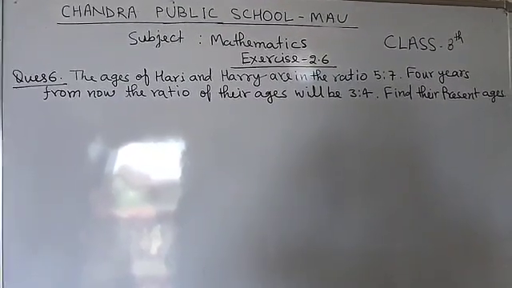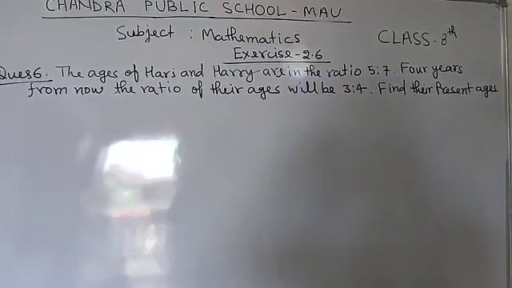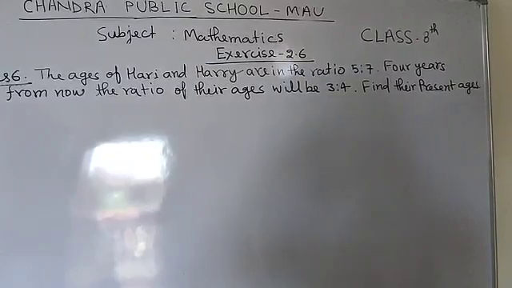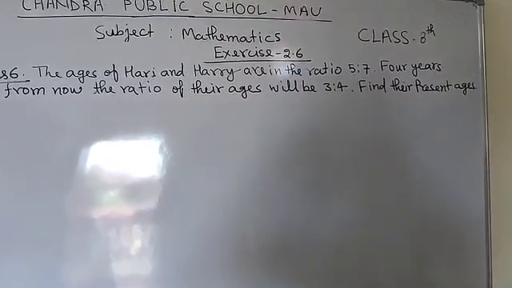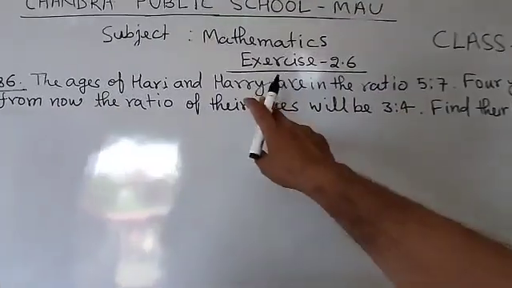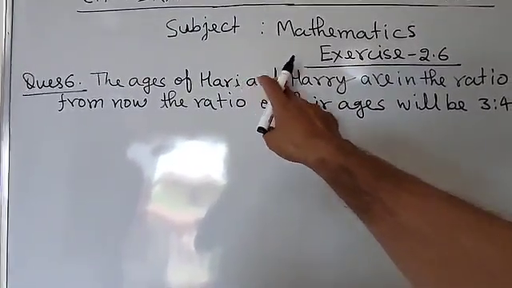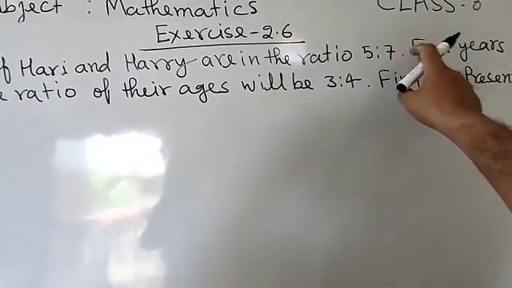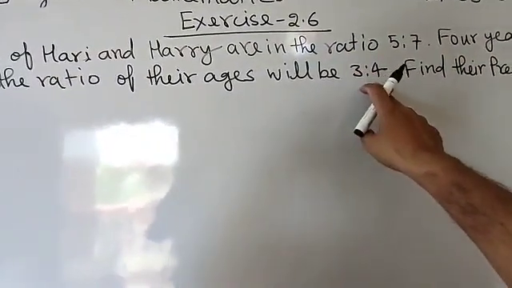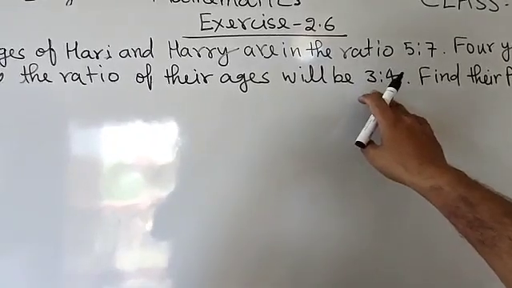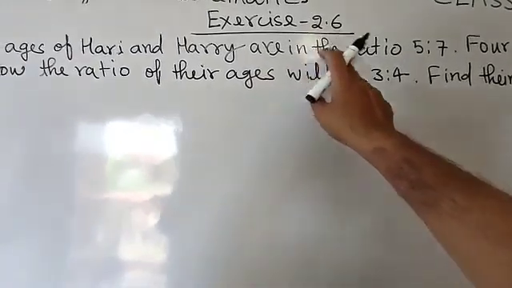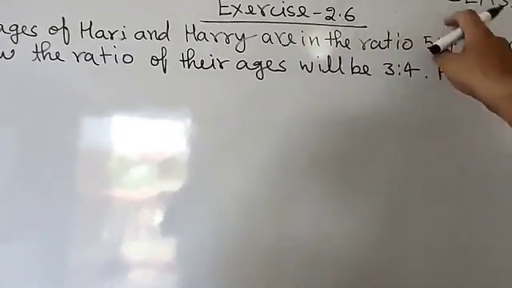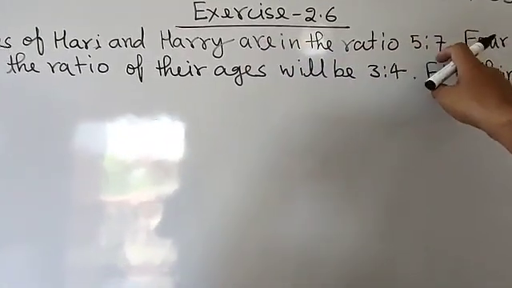Question number 6. It is given that the ages of Hari and Harry are in the ratio 5:7. 4 years from now the ratio of their ages will be 3:4. Find their present ages. So here in this question it is given that two persons Hari and Harry, their present ages are in the ratio 5:7. And this ratio, it is given the age of both the persons after 4 years. So first I am going to let the present ages of both be 5x and 7x. The present ages are in the ratio 5:7.